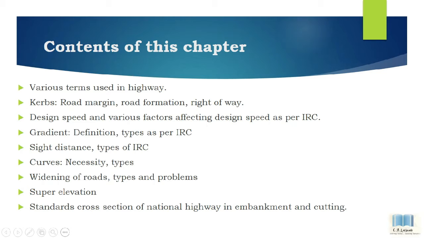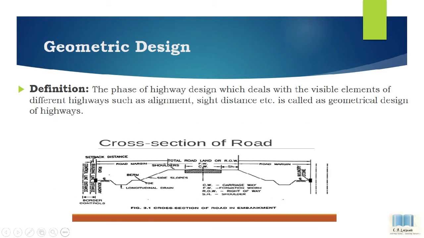Then the next point is super elevation. And the last point is standard cross section of national highway in embankment and cutting. So these are the various points we are going to study in detail in this chapter. So the first point is geometric design.